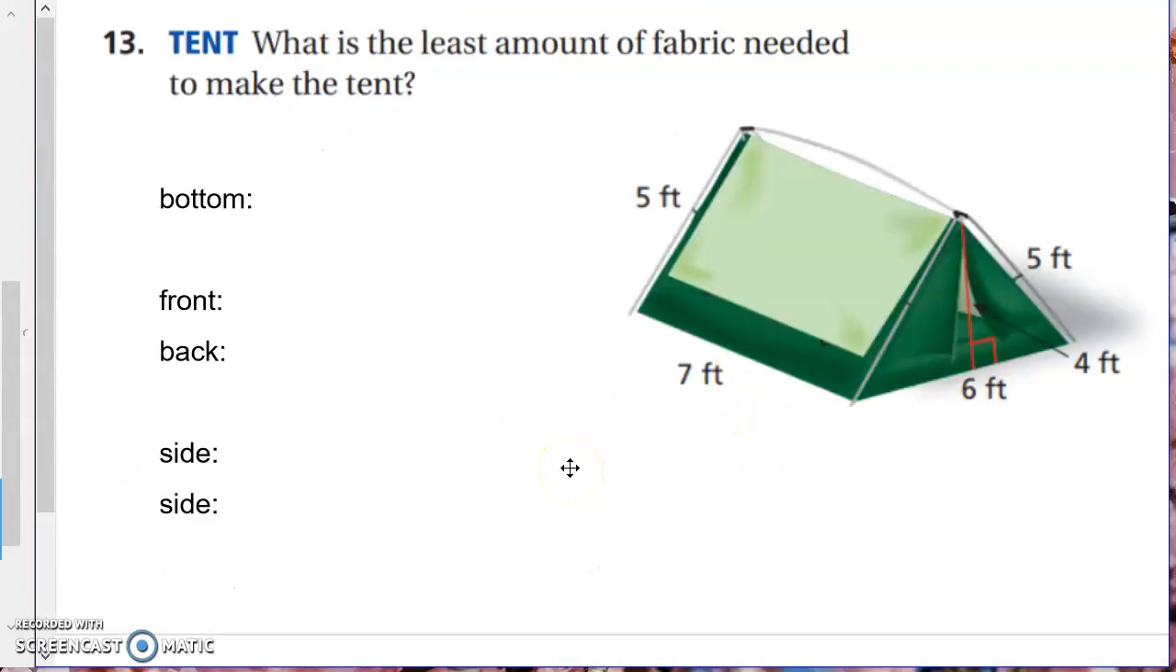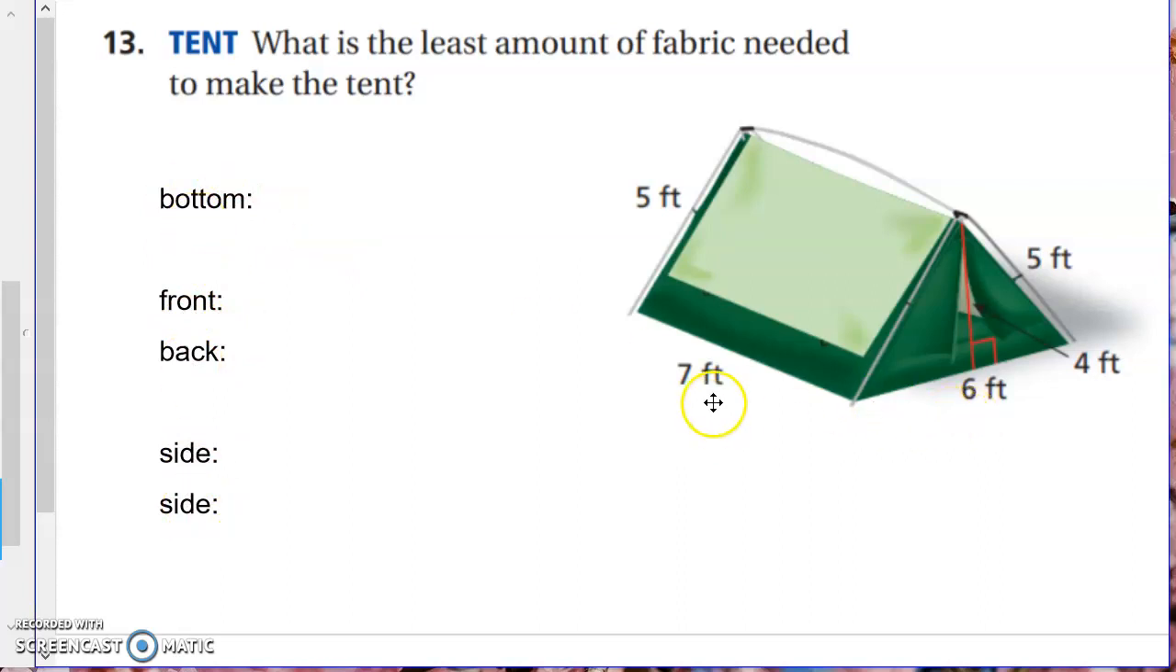Next up is a real-life application. What is the least amount of fabric needed to make this tent? Well, you can see that the tent is in the shape of a triangular prism. So I have a triangle here, a triangle that's the exact same shape on the back, and then I have 3 rectangles going around. A rectangle here, and a rectangle on the bottom. So I'm going to use this guide, bottom, front and back, side and side.